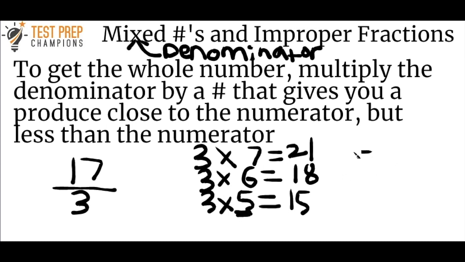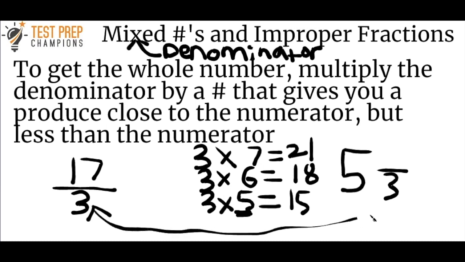So in our mixed number, the whole number is going to be 5. What is the denominator? The denominator is going to be 3. The reason is because the improper fraction has a denominator of 3, and therefore the mixed number will also have a denominator of 3, because the mixed number and the improper fraction share the same denominator. So now how do we figure out what the numerator is?